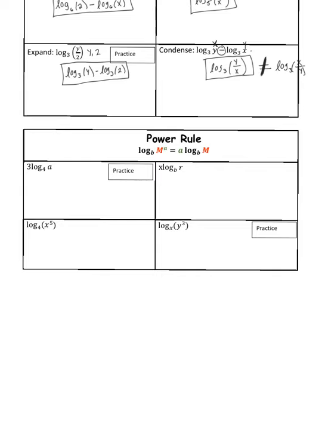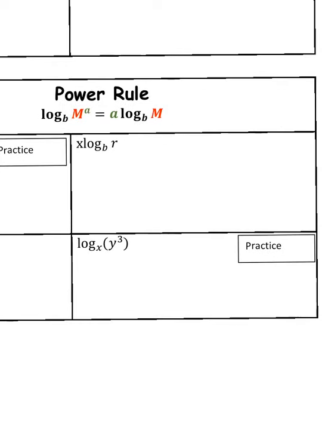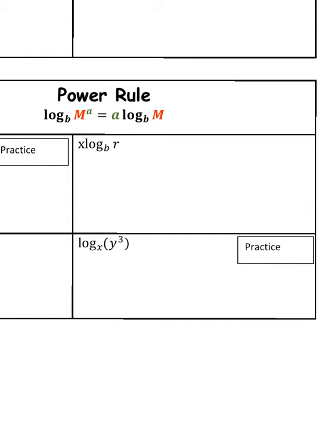The last rule that we're going to look at is the power rule. So this rule is incredibly simple. And if you ever take calculus, this rule will be your best friend. So let's start with this one right here where you have the x in front of log base b of r. So the power rule basically says that if you have a coefficient in front of your log, so remember a coefficient is just a number. So if you've got a number in front of your log, it means that you can move it up into the exponent. And if it's in the exponent, you can move it in front of the log.